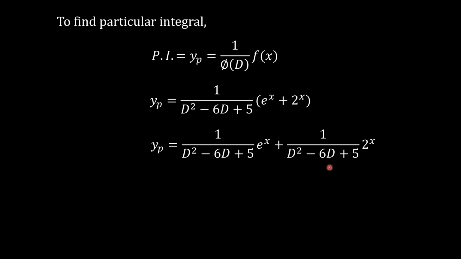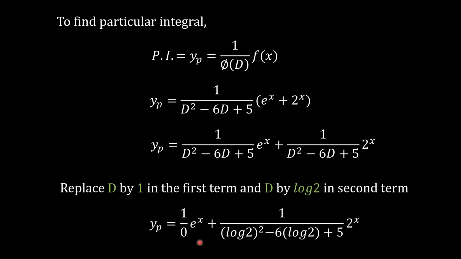So in this case, d will be replaced by log 2. That will give us yp equal to 1 upon 0. So see, for the first term here, the denominator became 0. So 1 upon 0 e raised to x, which is a case of failure, plus. For the second term, we replace d by log 2. That will give us 1 upon (log 2) square minus 6 log 2 plus 5 into 2 raised to x. Now we will evaluate the first term further as it is a case of failure.